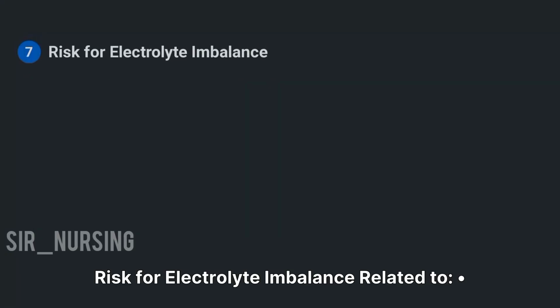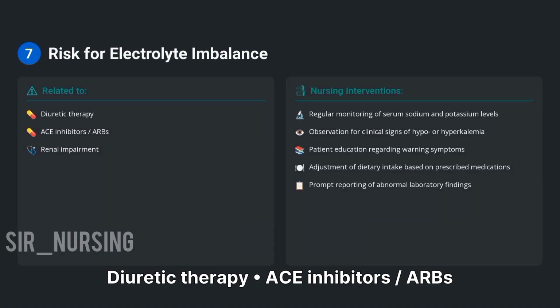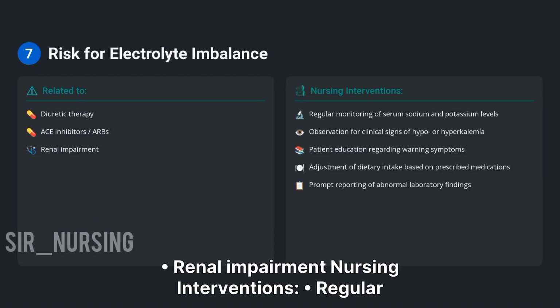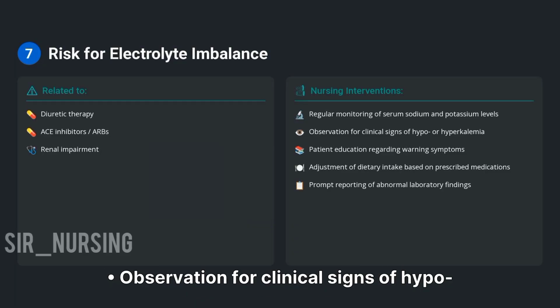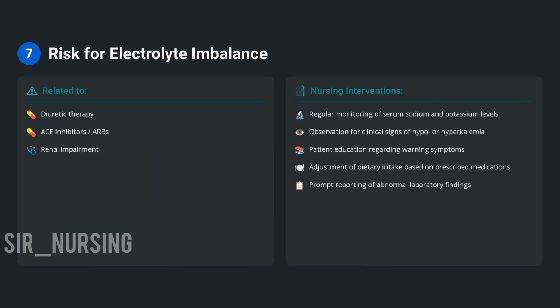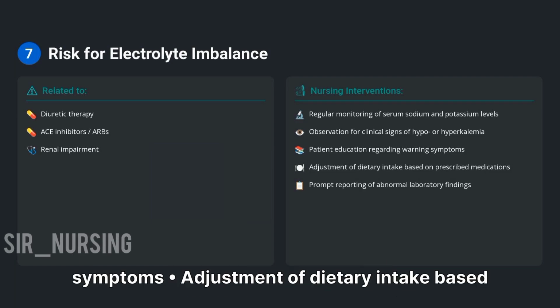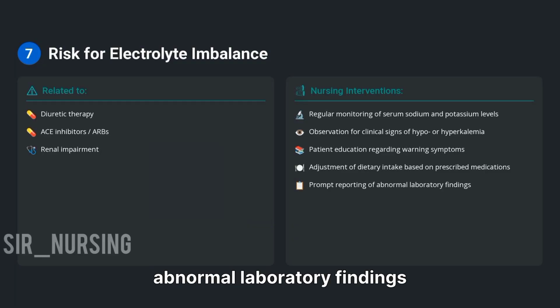7. Risk for electrolyte imbalance related to diuretic therapy, ACE inhibitors, ARBs, renal impairment. Nursing interventions: regular monitoring of serum sodium and potassium levels, observation for clinical signs of hypo- or hyperkalemia, patient education regarding warning symptoms, adjustment of dietary intake based on prescribed medications, prompt reporting of abnormal laboratory findings.